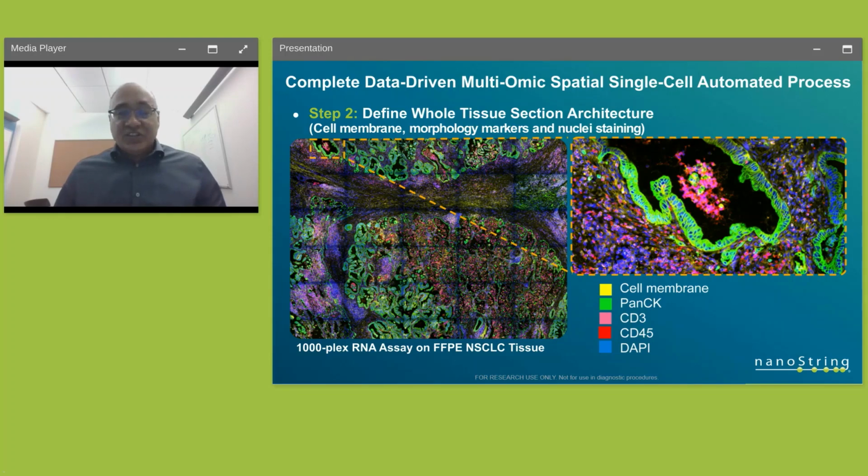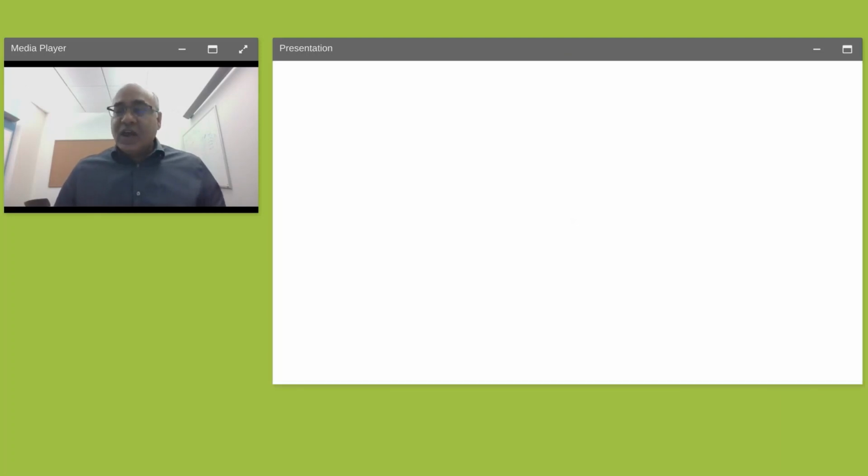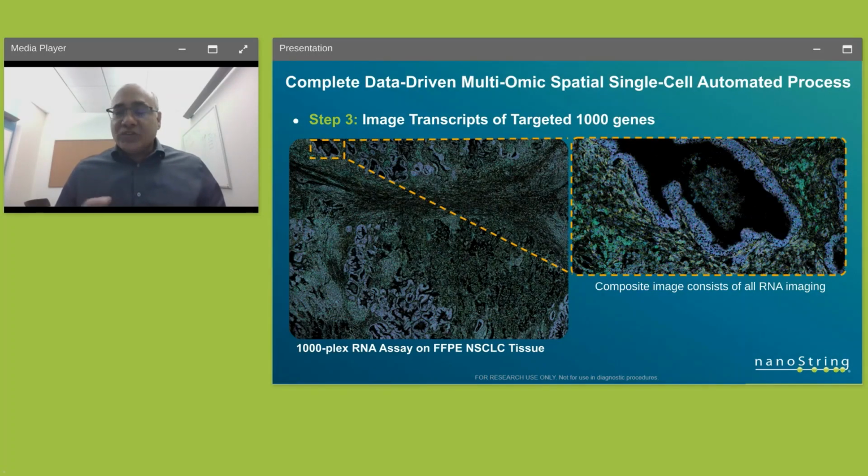It enables researchers to either analyze the whole tissue section or focus on a small, biologically relevant tissue area based on the morphology marker stains and get a higher throughput. Once you have selected a tissue area, CosMx goes through a cyclic imaging process and generates a composite image of all transcripts of targeted genes.